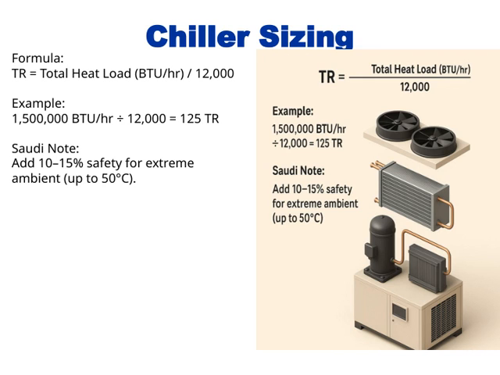Now, it's important to keep in mind that in regions like Saudi Arabia, where ambient temperatures can reach up to 50 degrees C, we recommend adding a safety margin of about 10 to 15%. This extra buffer ensures the chiller can operate efficiently and reliably even under extreme conditions. So, in summary, use this formula to size your chillers accurately, but always factor in those safety margins for the hottest days. This approach ensures your cooling system remains robust and dependable all year round.